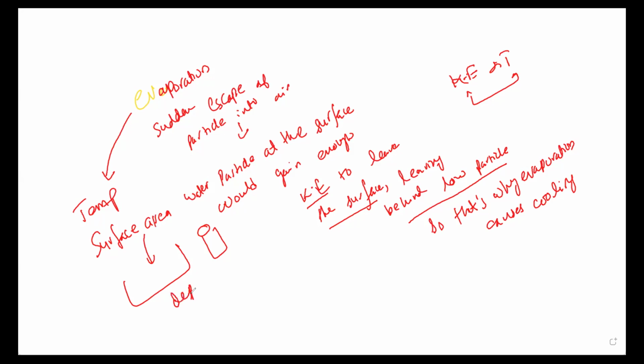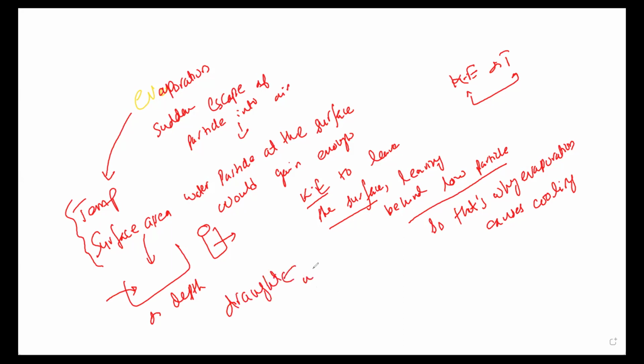Third is depth, inversely proportional to depth. If the container is shallower, water would evaporate faster from it as compared to the deeper one. So it is inversely proportional to depth, and directly proportional to the others. That is, if we increase the depth of the container, the rate of evaporation would be slower.